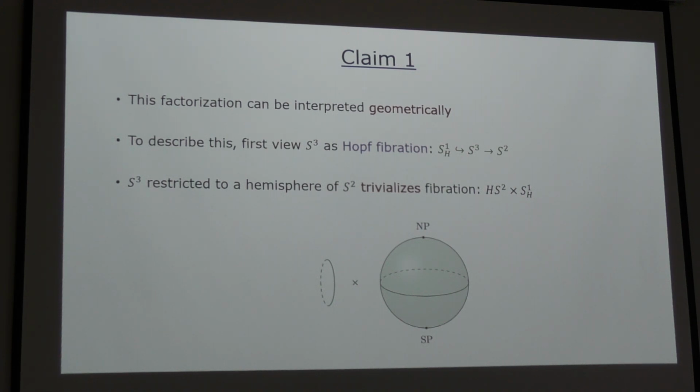But if we restrict S3 to a hemisphere of this base, the fibration trivializes. That's also well known. So if I just look at a part of S3, where I either consider the southern hemisphere with the Hopf fiber or the northern hemisphere with the Hopf fiber, I can think of this as a direct product.